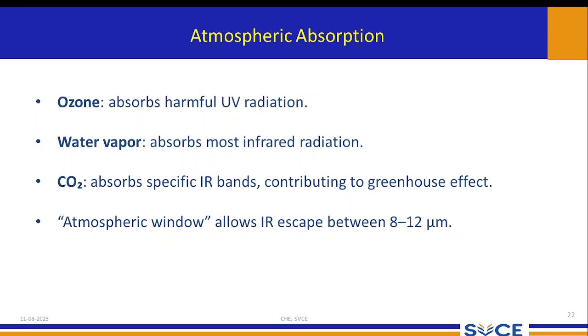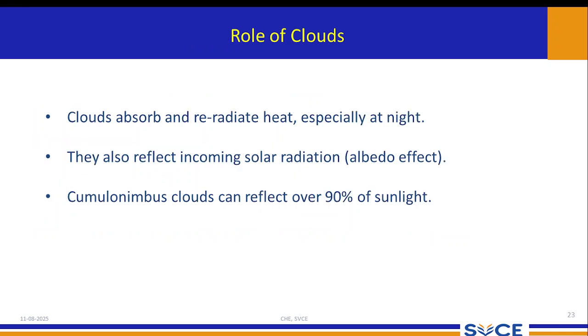Just try to understand the advantage of ozone, and the advantage of having water vapor in the air, which absorbs much infrared radiation. Carbon dioxide absorbs specific infrared bands, contributing to the greenhouse effect. The atmospheric window allows infrared to escape between 8 to 12 micrometers. And the role of clouds: clouds absorb and re-radiate heat, especially at night. They also reflect incoming solar radiation, the albedo effect.